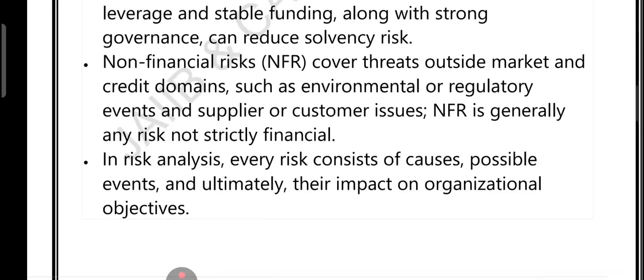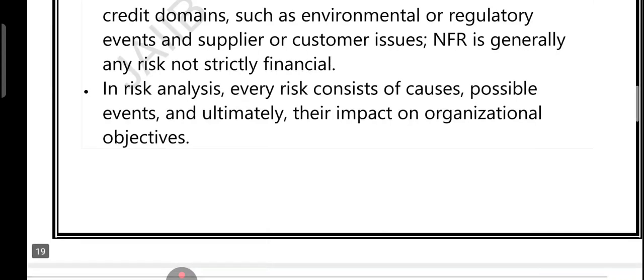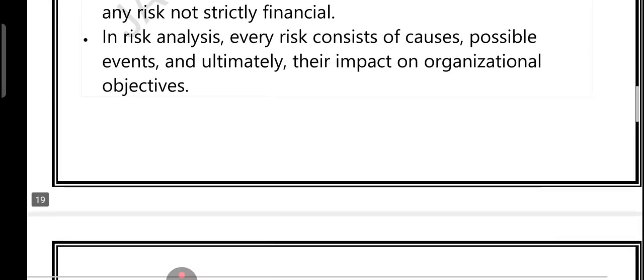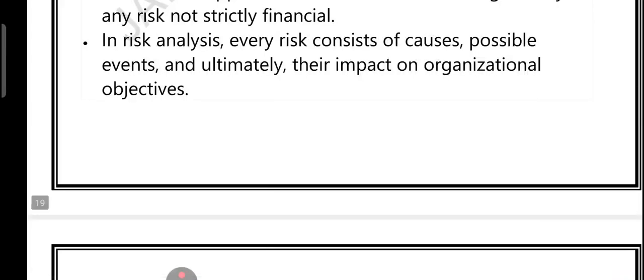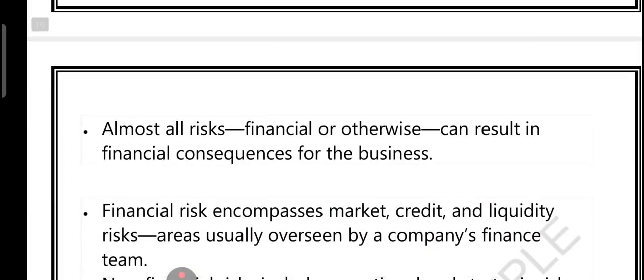Let's talk about non-financial risk. So these are the risks from things outside the financial world, like new regulation, climate events, even supplier issues. Every risk, whether financial or non-financial, has three parts: the cause, the event, and the impact. And remember, almost all risks eventually hit your bottom line.